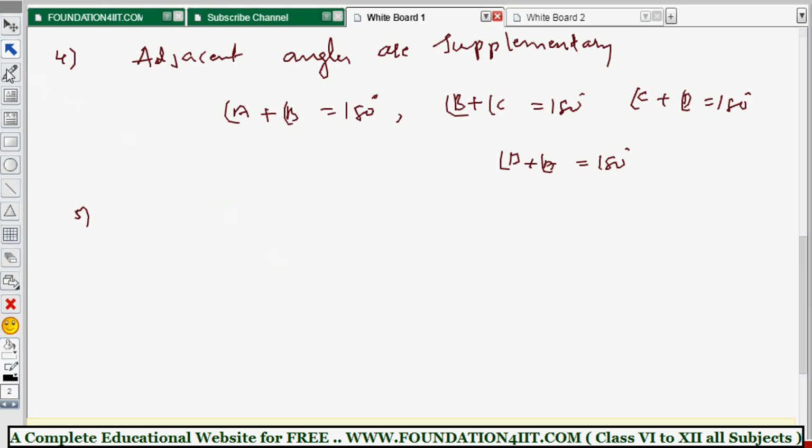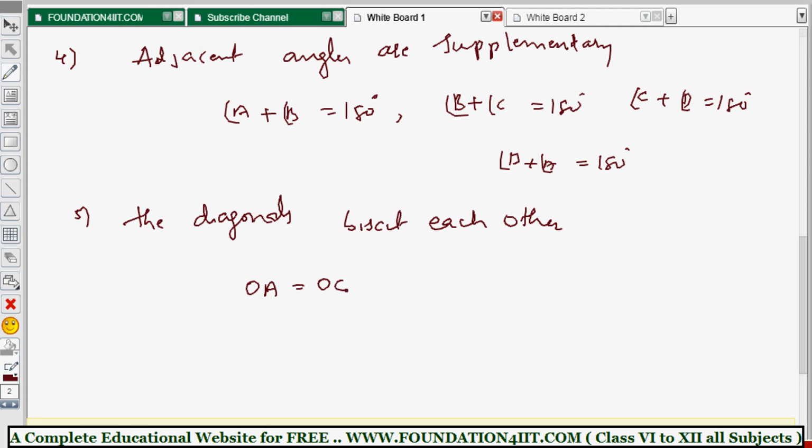So the diagonals bisect each other. That is, OA, because O is the center point, the intersecting point. OA and OC are equal. Similarly, OB and OD are equal.